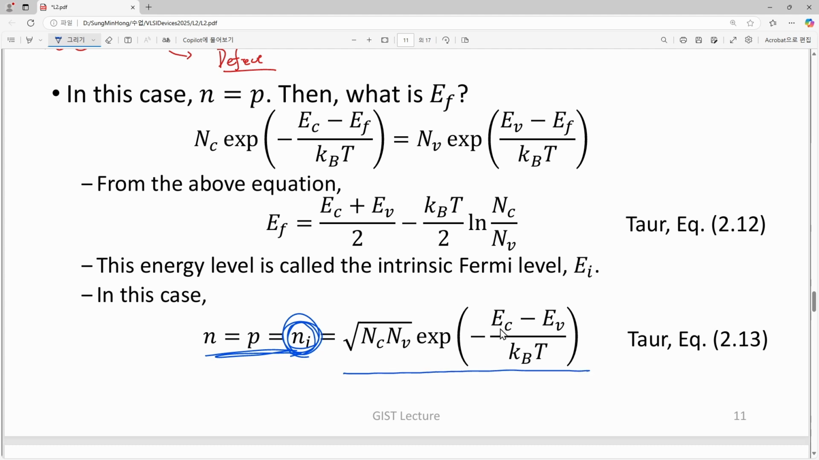So when you have a look at this expression, you have the energy difference between the conduction band minima and valence band maxima, and that is usually called the band gap energy. Okay, here I have a typo, so I will fix it. Here we have a half of it.